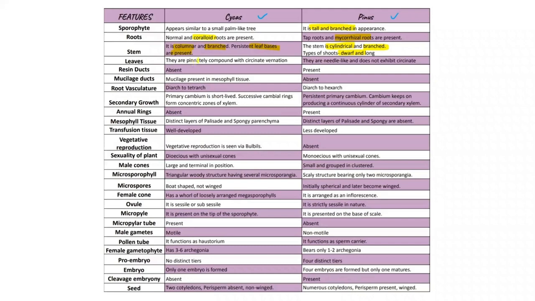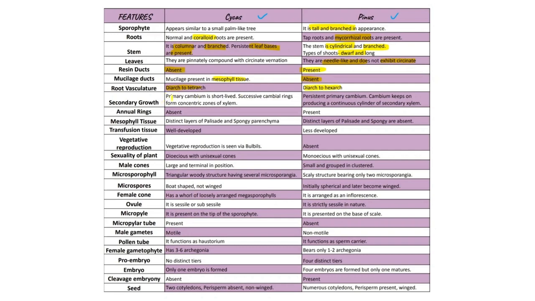If we talk about leaves, then they are pinnately compound leaves with circinate pinnation in the case of cycas, whereas needle-shaped leaves are seen in pinus and they do not show circinate pinnation. Resin ducts are completely absent in cycas, whereas they are present in the pinus. If you talk about mucilage ducts, then mucilage ducts are present in the mesophyll tissues of cycas, whereas they are absent in pinus. If you talk about the root vasculature or the stele, then it ranges from diarch to tetrarch in cycas and diarch to hexarch in the pinus.